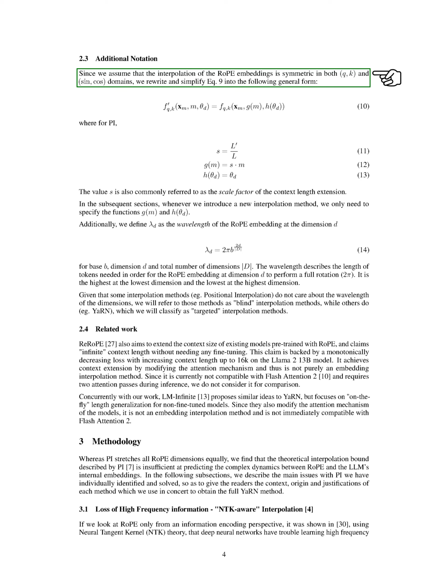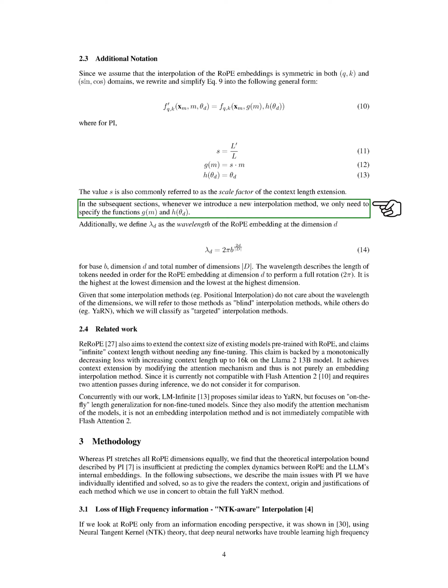We can simplify this into a general form, where we introduce two new functions, g(m) and h(theta_d). For positional interpolation, we also introduce a scale factor, S, which is the ratio of the new context window to the old one. In the following sections, whenever we introduce a new interpolation method, we only need to specify these two functions, g(m) and h(theta_d).